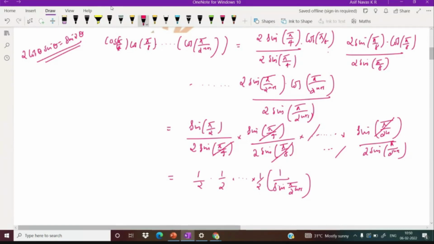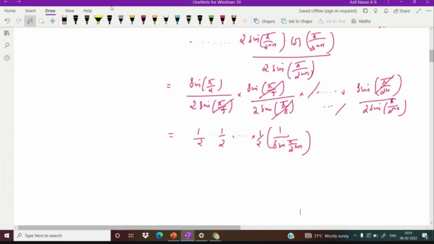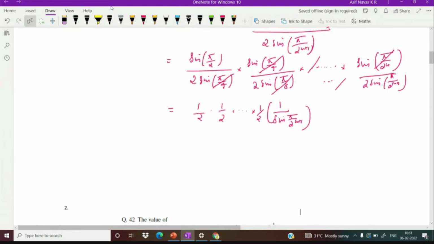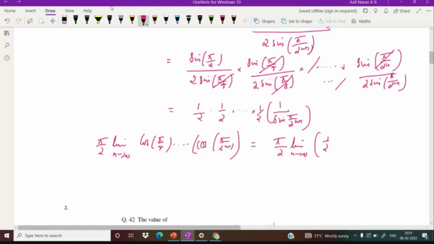So I will write the question once again. I have to find pi by 2 into the limit as n tends to infinity of cos pi by 4 into etc., cos pi by 2 power n plus 1. This is equal to pi by 2 times the limit as n tends to infinity of 1 by 2 into 1 by 2 into etc., 1 by 2, divided by sine pi by 2 raised to n plus 1.